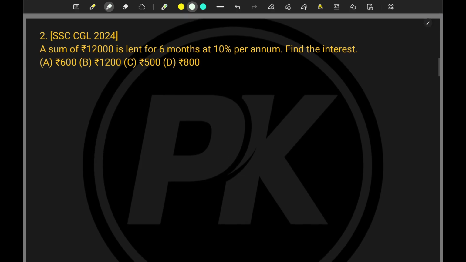Okay, now here is the next problem. Let's try to see how we can solve this. The sum of 12,000 is lent for 6 months at 10% per annum. Find the interest. Very interesting problem, right? Now here again, how much is the sum? 12,000. That means this is my principal amount, which is lent for how many years? It is lent for 6 months. So 6 months is nothing but what? 0.5 years. We have to convert it into years always.